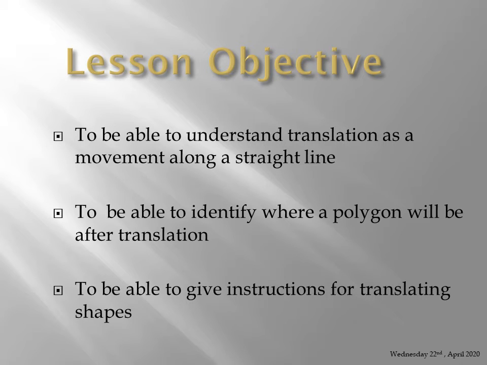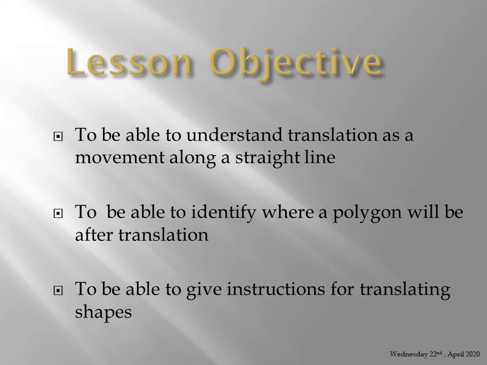Now, our lesson objective for today, we must be able to understand translation. Remember, I said that we're looking at translation. And we'll understand how translation works. We'll see that translation is just a movement along a straight line. A shape or an image moves along a straight line. Then we must be able to identify where the polygon will be translated.